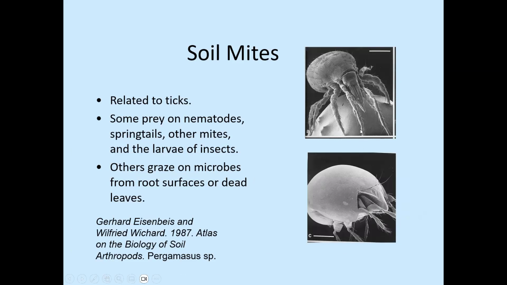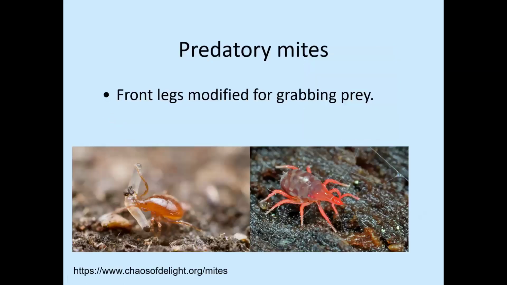So this one needs these long legs to be able to actually grab its prey, whereas if you're eating leaves, you don't need them. So predatory mites, you can see this one on the bottom is just rocking out. It's killing that insect larva. They will eat anything the same size or smaller than them.